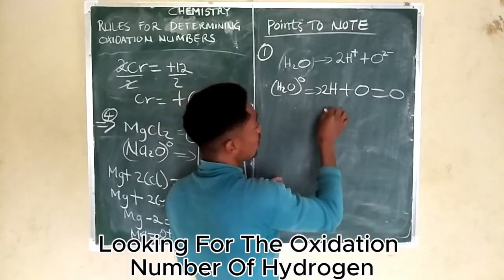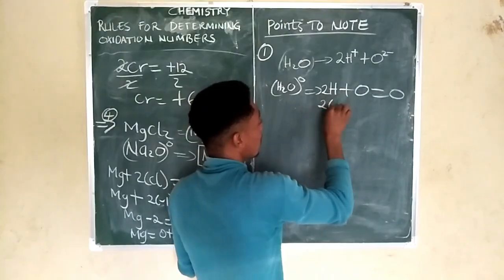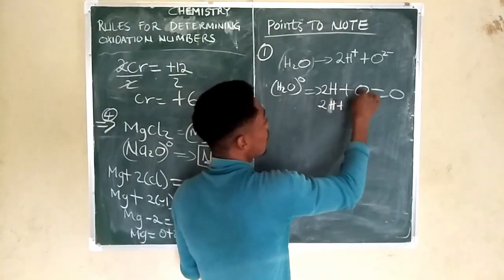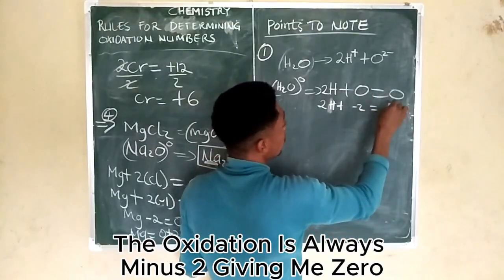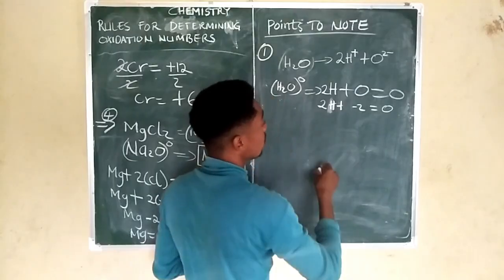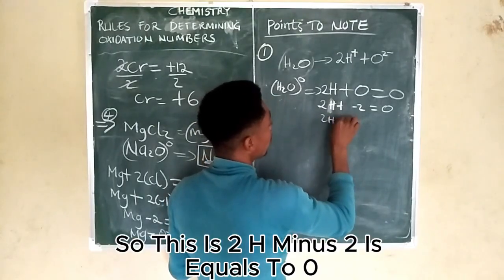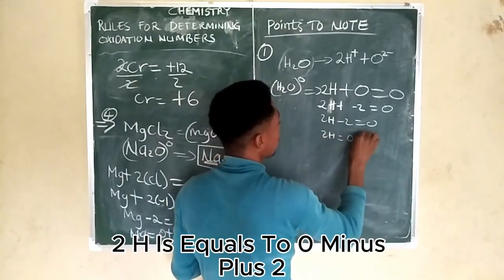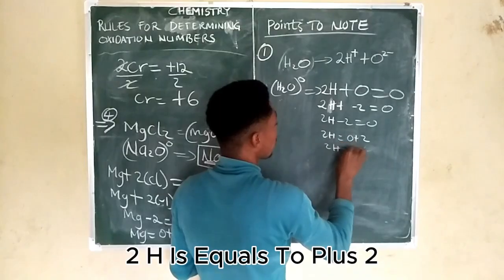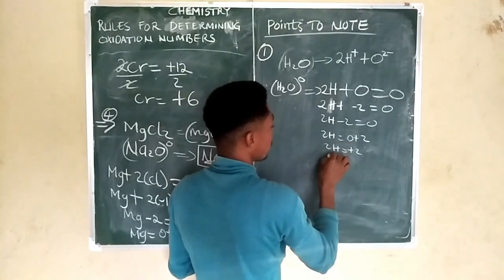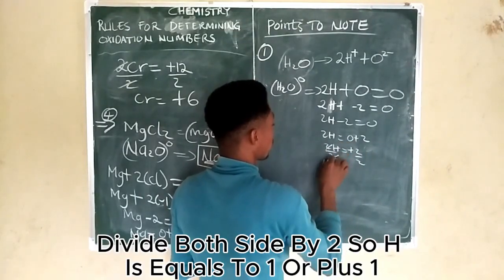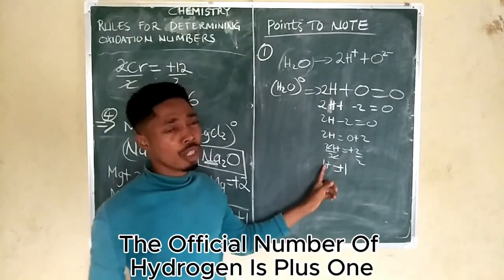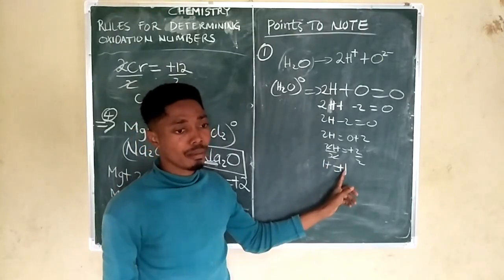Looking for the oxidation number of hydrogen. Plus that of oxygen is always minus 2, giving me 0. So this is 2H minus 2 is equal to 0. 2H is equal to 0 plus 2. 2H is equal to plus 2. Divide both sides by 2. So H is equal to plus 1. The oxidation number of hydrogen is plus 1.